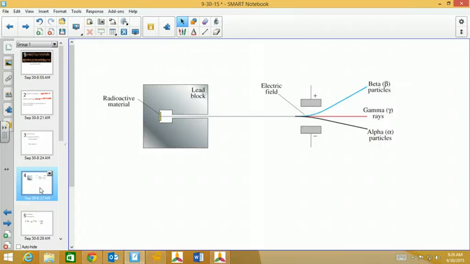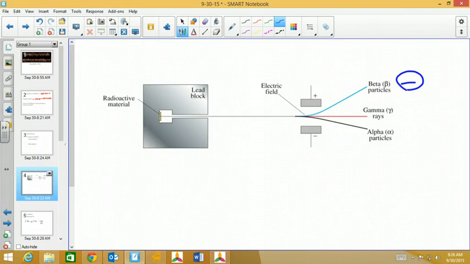All right, so they take that radiation, they shoot it out, right? And they send it through this electric field between these 2 magnets. What you find is it ends up splitting. You have a particle that goes up toward the positive side, a particle that goes down toward the negative side, and a particle that goes straight through and is not affected by the electric field at all. What charge do you think this beta particle has? Negative. How do you know? Because it was attracted to the positive. It went toward the positive, right? And the alpha particle is going toward the negative, so it must be positive.